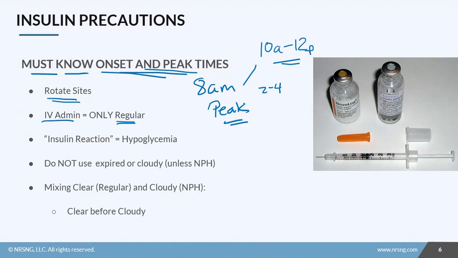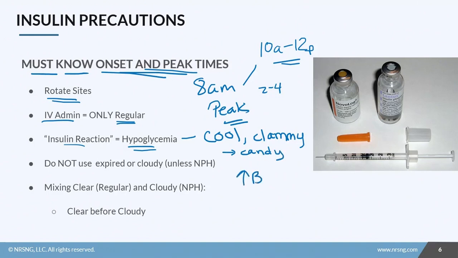Know that this phrase insulin reaction means hypoglycemia. I've had that on my NCLEX. I was like, I'm just going to take a wild guess because I never heard that term. So just know insulin reaction is hypoglycemia. Signs of hypoglycemia, remember cool, clammy, tired. So cool and clammy, give them candy.